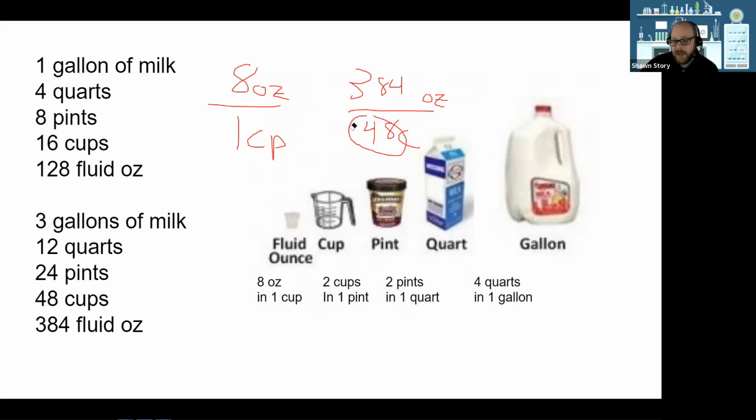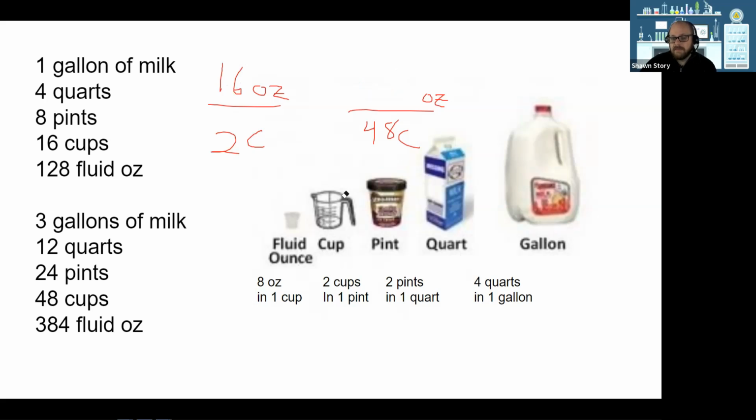We can cross multiply. The reason I'm dividing by 1 is because this is a 1, so it works out. But if it wasn't a 1, I would need to divide by this bottom number. Let's do that. We're going to do 2 cups. So if I had 2 cups down here, that would be 16 ounces, right? 16 ounces equals 2 cups.